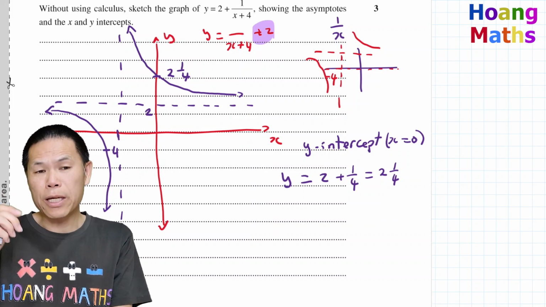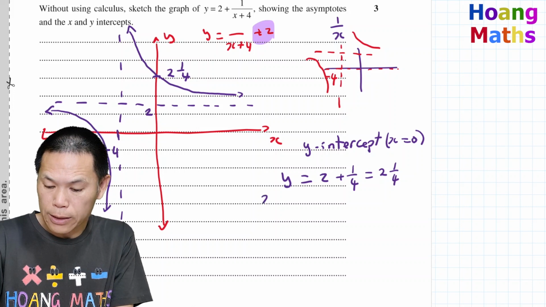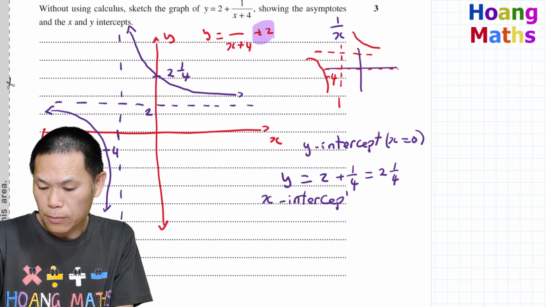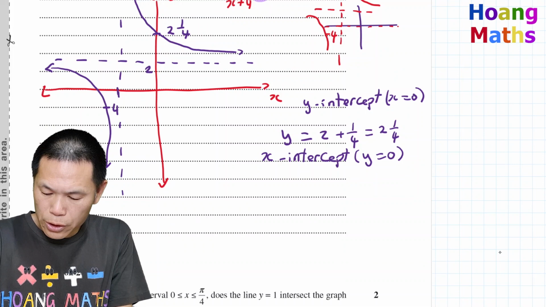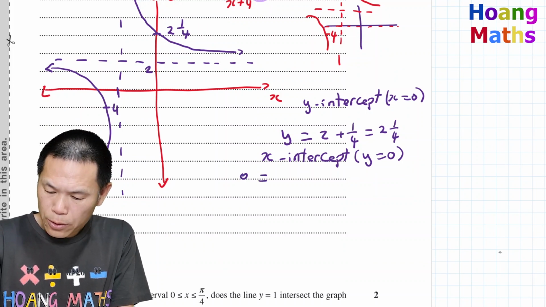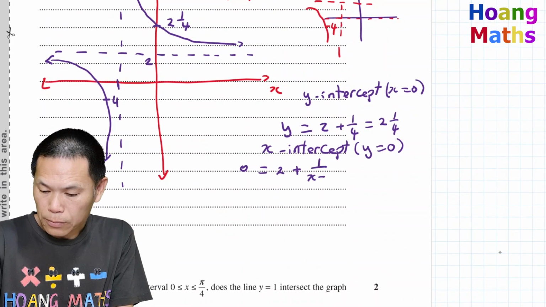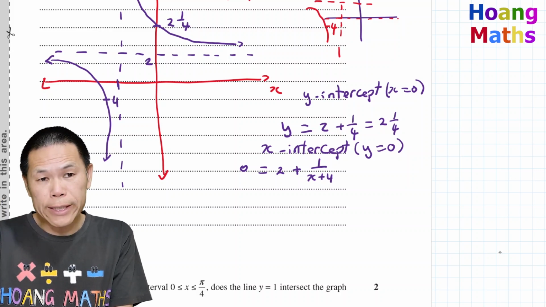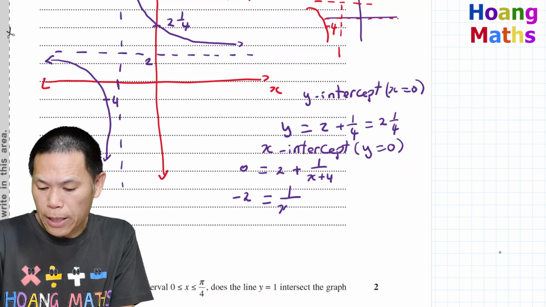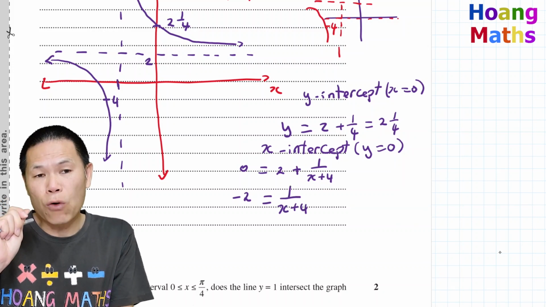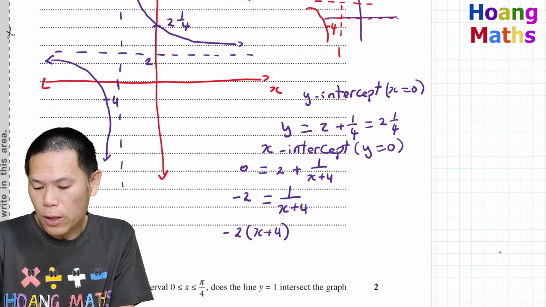To find the x-intercept, that means when y is equal to 0. So let me write down here. For the x-intercept, when y equals 0, this value here becomes 0. So 0 equals 2 plus 1 over x plus 4. Now I move the 2 to this side, becoming negative 2. So negative 2 equals 1 over x plus 4. I times x plus 4 on both sides. So this means that negative 2 times x plus 4 is 1.